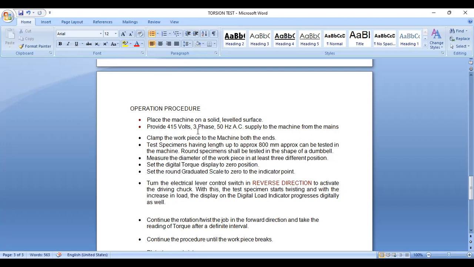Now the workpieces are put inside both the vices, and by tightening the bolts on both the left and right sides, the workpiece is fixed to the machine. The specimen is supposed to be approximately 800 millimeters in length to be tested in the machine. The round specimen should be tested in the shape of a dumbbell. Measure the diameter of the workpiece at at least 3 different positions.